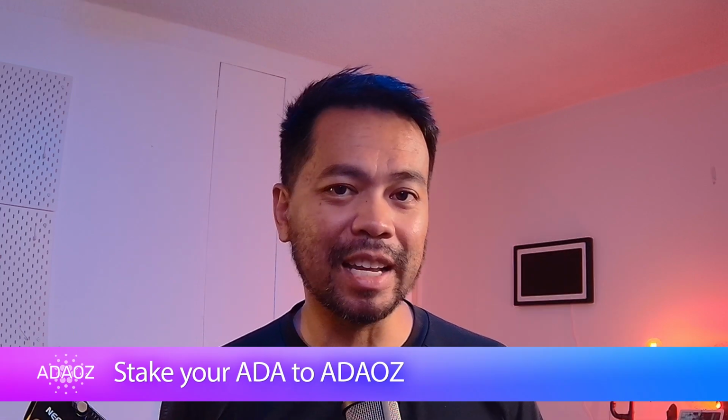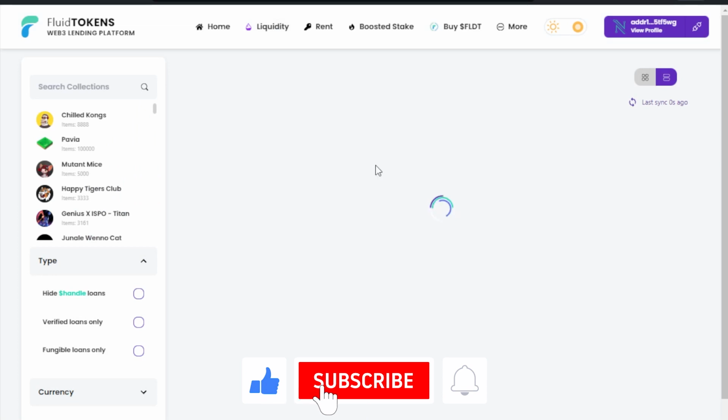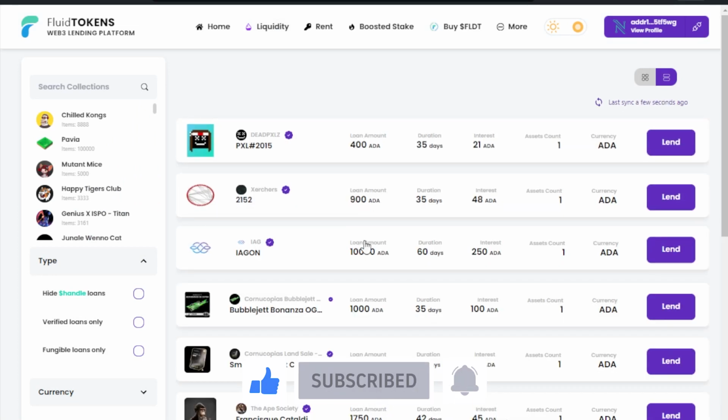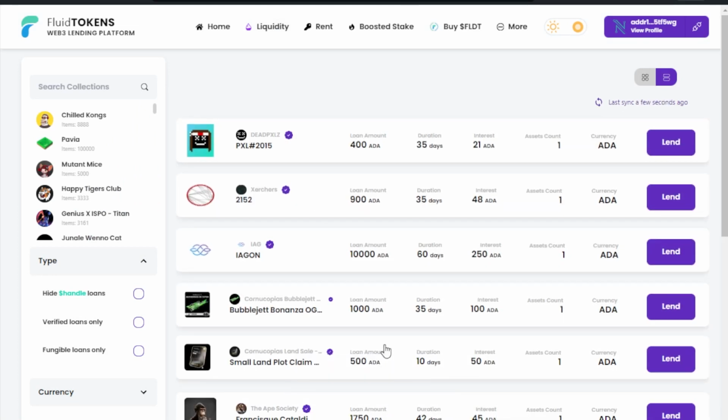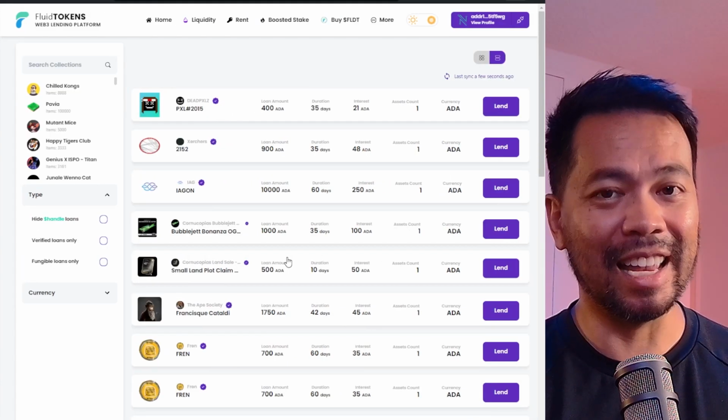If you're looking to earn a little bit of extra interest on your ADA, you can use the Fluid Tokens platform and lend it out to someone that is looking to borrow it. Now, if you go to the platform itself, you can go to liquidity and then lend, and this will give you a whole bunch of NFTs on here.